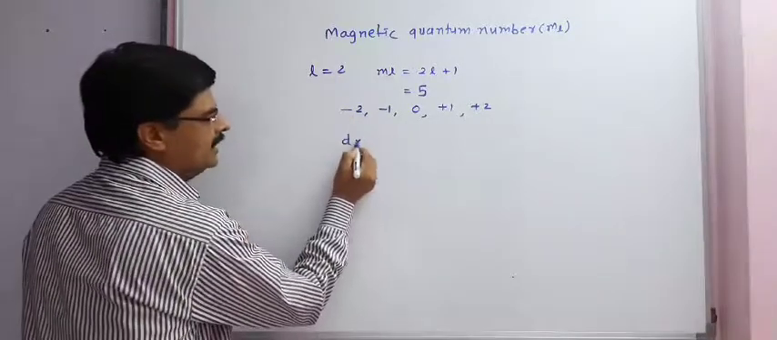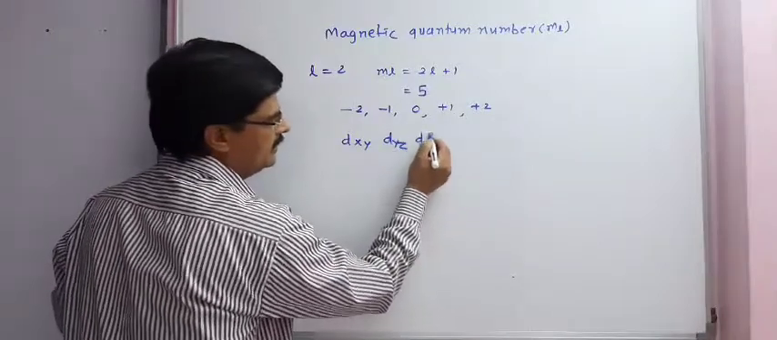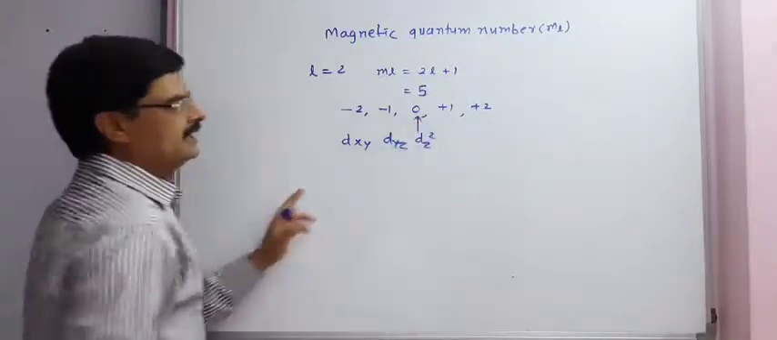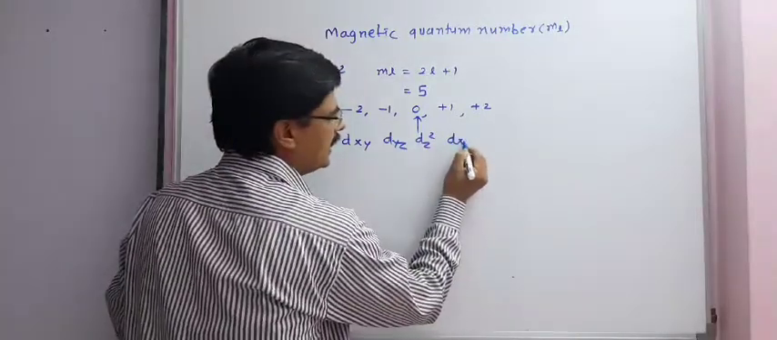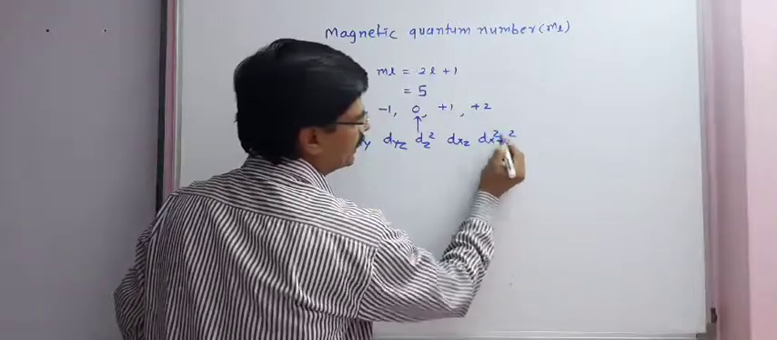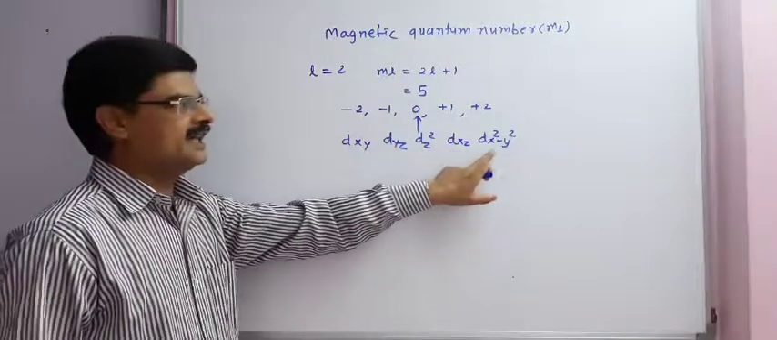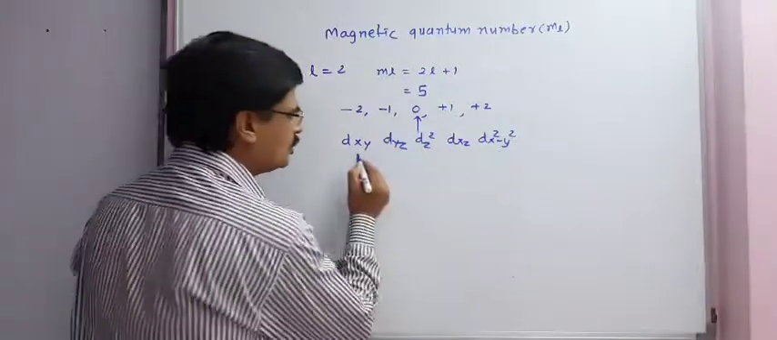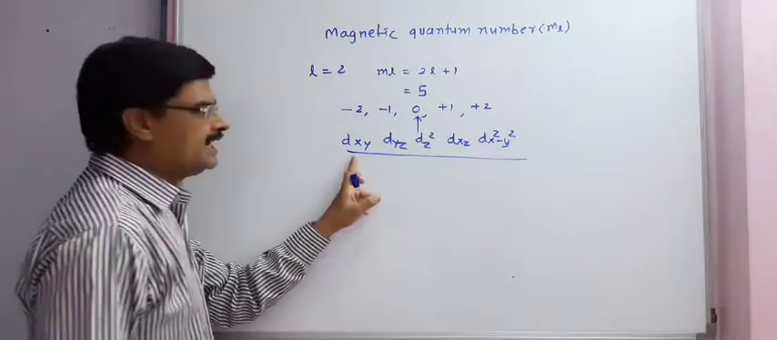So we have dxy, dyz, dz square, dxz and dx square minus y square. So the total orbitals of d type are 5.